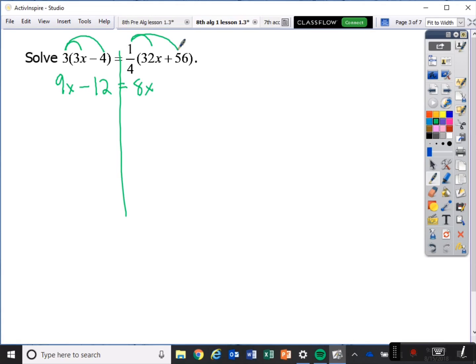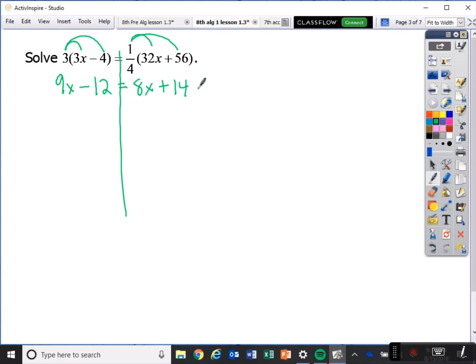Then 1/4 times 56 is really just 56 divided by 4. So you may not know that one off the top of your head, but what is it? 14. Positive or negative? Positive. So I have to put plus 14. Now that my parentheses are gone, okay, what's the issue?